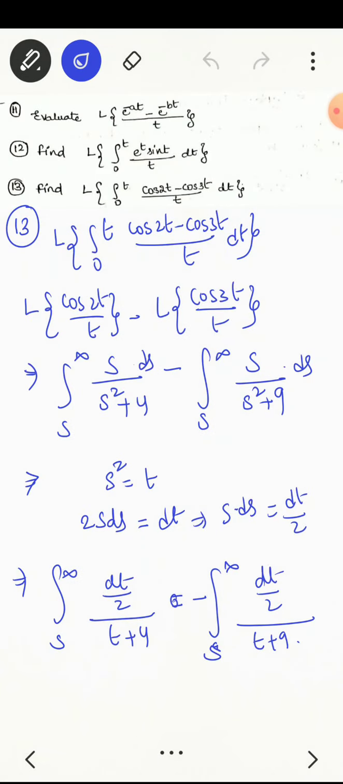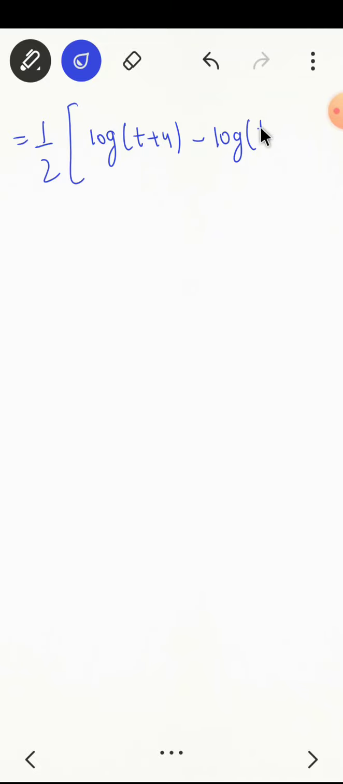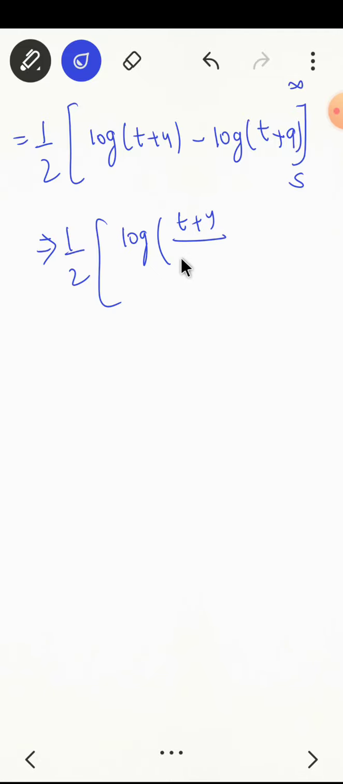Now I take 1 by 2 out common, then dt by t plus 4, that is 1 by x, which is log x. Here also 1 by x is log x. Apply that. I have taken 1 by 2 outside, then what will you get? Log of t plus 4 minus log of t plus 9. Limits are s to infinity. Now what will you get? 1 by 2, log a minus log b can be written as log a by b, limits varying from s to infinity.